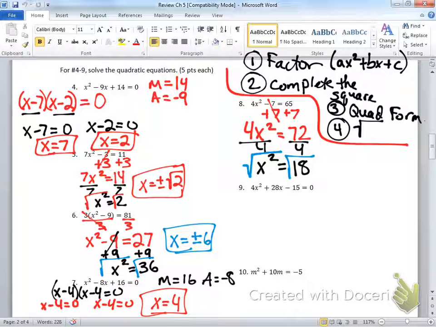Okay, so here's where it gets a little tricky. You can't leave your answer as plus or minus square root 18. You've got to do a tree. x equals plus or minus 3 root 2. Very good. You guys are good at those radicals.